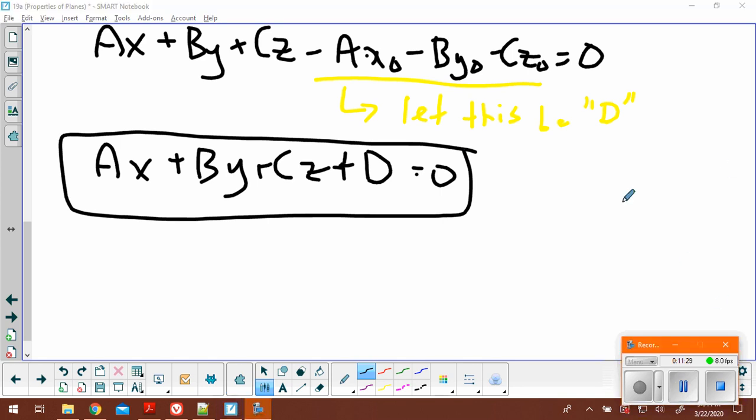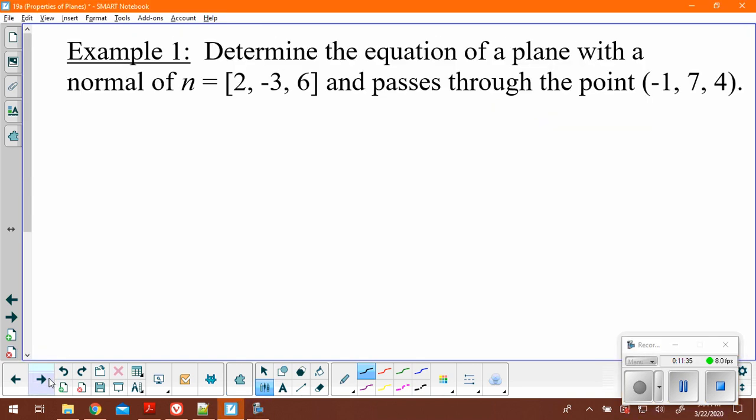So now there are some examples of how to put together the scalar equation of a plane. Here's example 1. Determine the equation of a plane with a normal of (2, -2, 6) and a point on the plane (-1, 7, 4).